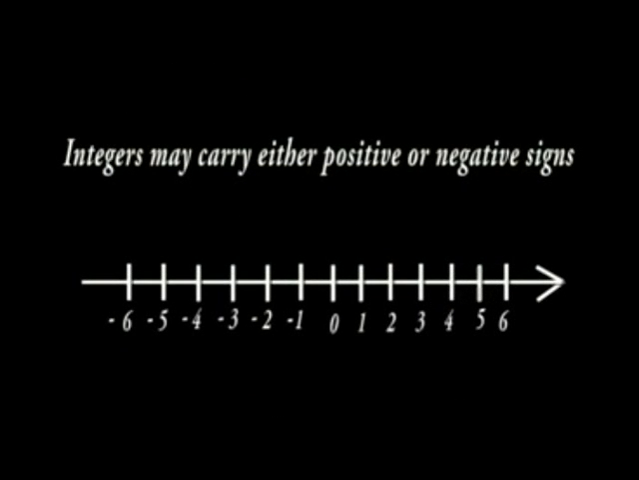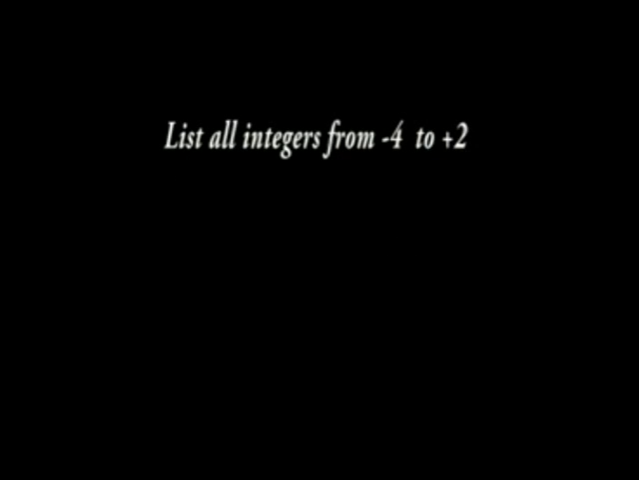Integers may either carry a positive or negative sign. For example, list all the integers from -4 to +2. Our answer is -4, -3, -2, -1, 0, 1, and 2.